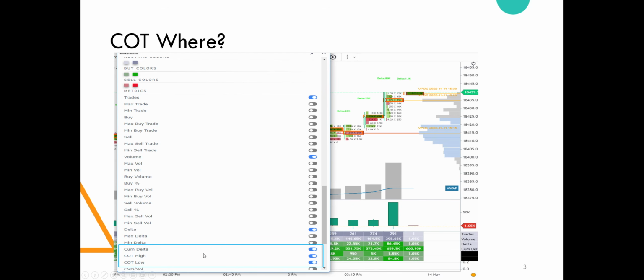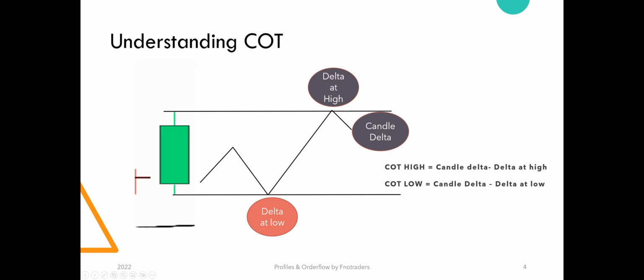Where you will find this information: you go to bar stats. When you go to your bar statistics panel, which is in the lower bottom, you have the COT high and the COT low now available. The first one is the COT high, the lower one is the COT low. That is information that is available in your bar stats when you go there. I'll also try to explain what it stands for.